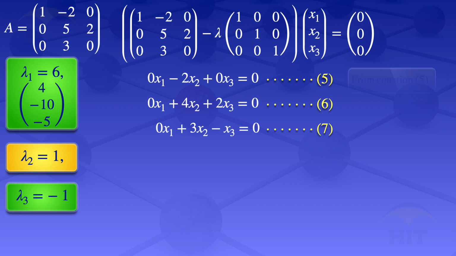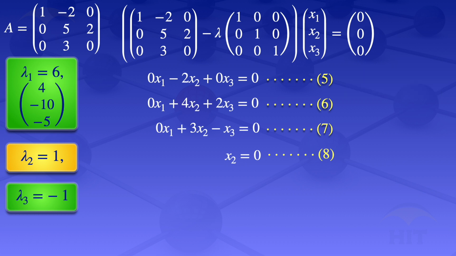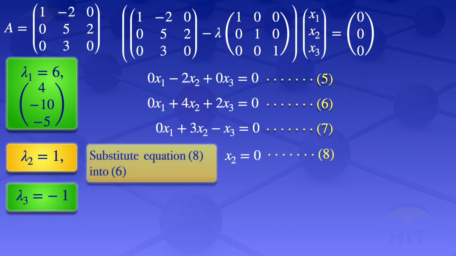Now looking at equation number 5 there, we'll be having minus 2x2 is equal to 0, which will then simplify to x2 is equal to 0. So I'll call that equation number 8. Then substitute equation number 8 into equation number 6. So we are looking at here where we have the x2. We are saying the x2 is 0. And it will give us 2x3 is equal to 0.